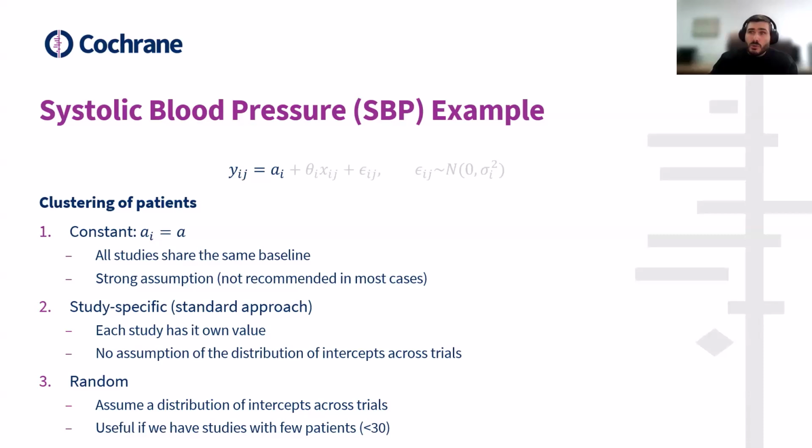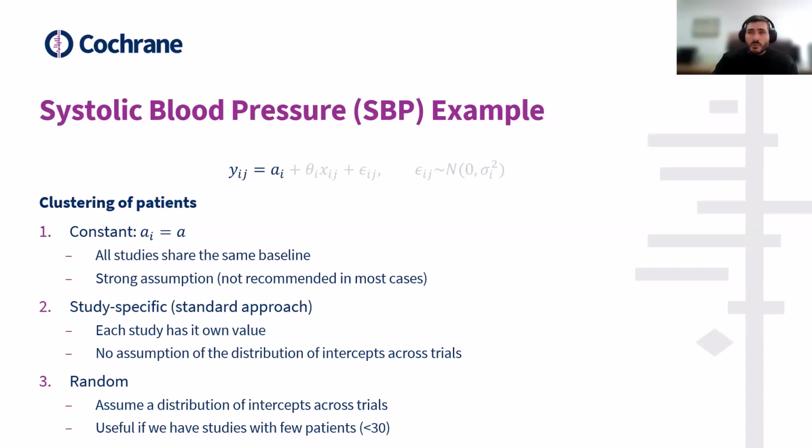The first option is to assume a single intercept for all studies. So instead of alpha i, we have a constant alpha. By assuming a common intercept, we assume that all studies have the same baseline value on average. So in our example, this means that all 6 studies have the same systolic blood pressure levels on average at baseline. This is quite a strong assumption, and it is not recommended for most cases and is rarely used in practice.